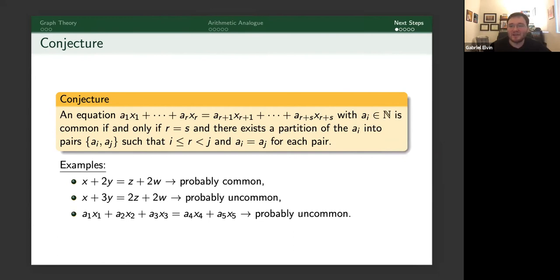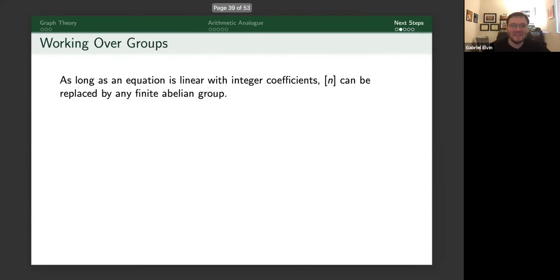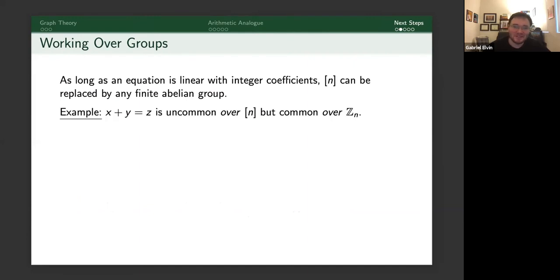And so again, this terminology sounds backwards if you look at our conjecture, and you would think, oh, why are most equations uncommon? But again, that terminology comes from graph theory. And of course, if you're studying linear equations with integer coefficients, you can replace this set of integers with any finite abelian group. So for example, this equation, x plus y equals z, is uncommon over the integers, as we saw, but common over the cyclic group of order n. So maybe that was the better analogy for triangles in a graph. And in fact, it was.